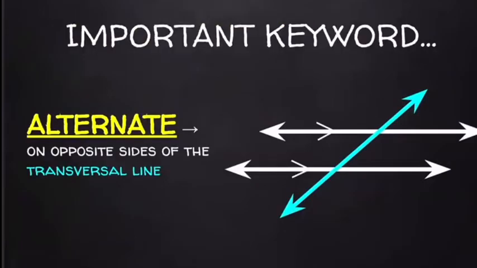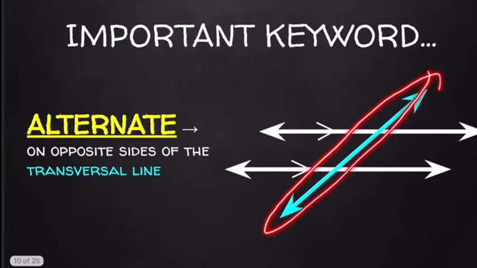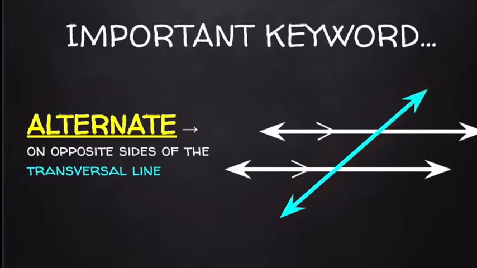Now we're going to learn important keywords before we look at the next 2 angles. An important keyword would be alternate. Alternate means opposite sides of the transversal line. So this is the transversal line. As you can see, it's blue and blue. So alternate would mean one angle would be here on this side, and the other angle would be on the other side. Alternate means on opposite sides of the transversal line.